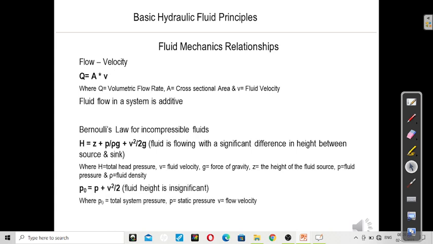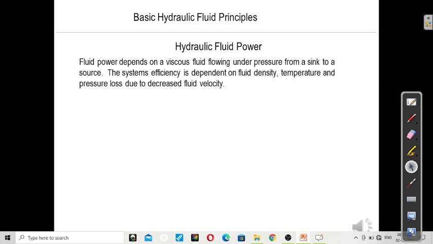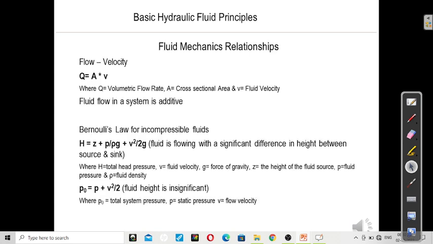And P naught equals P plus V squared by 2, which applies when the fluid height is insignificant, where P naught is the total system pressure, P is the static pressure, and V is the flow velocity. If we want to know the total pressure, then we have to use that particular formula.